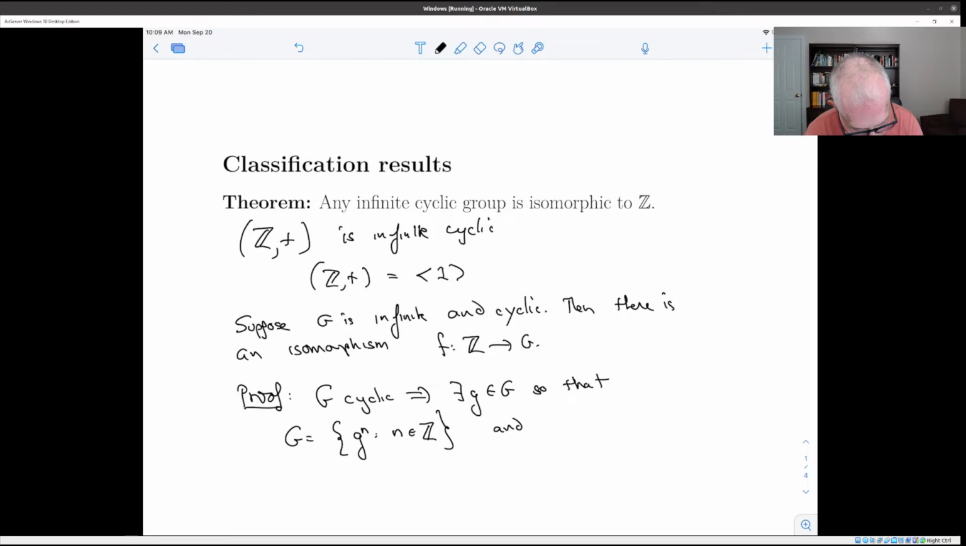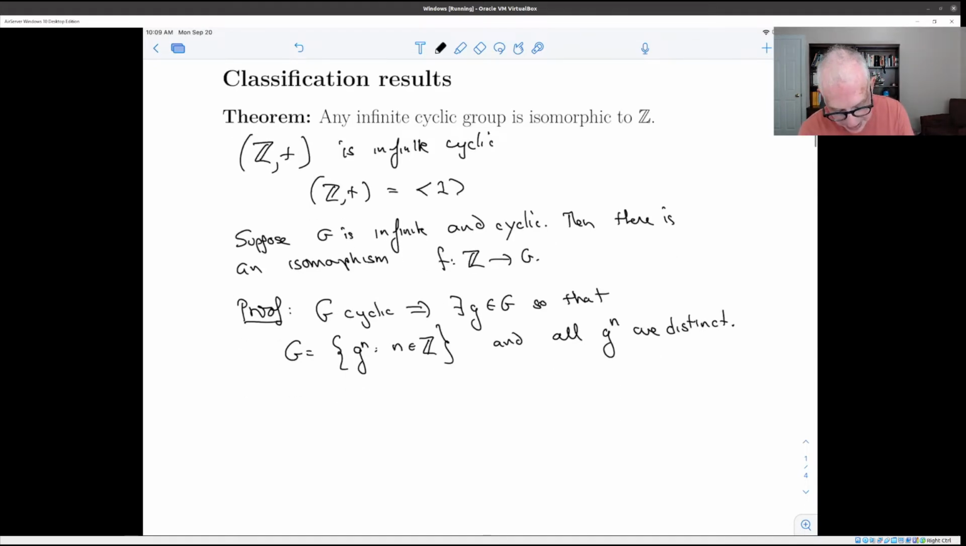and all of these powers of g are different. Because if two of them were the same, then the group wouldn't be infinite anymore. I mean, if g to the 5th were, say, equal to g to the 20th, then that would mean that g to the 15th was equal to the identity, and that would mean that g had finite order, not infinite order.